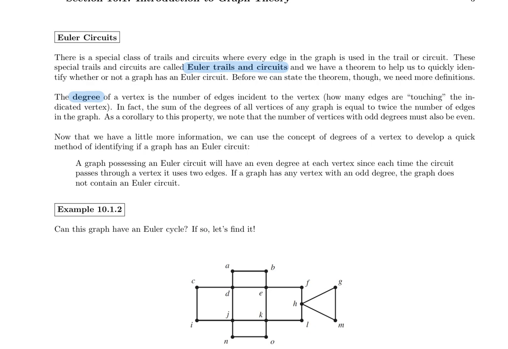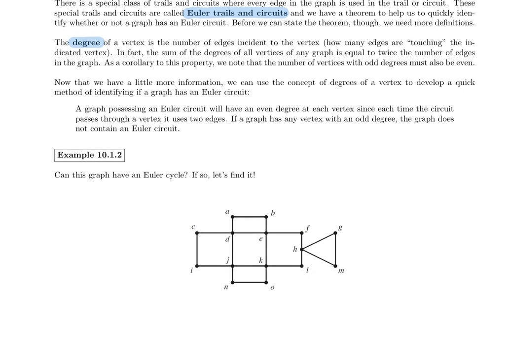So now that we have a little more information, we can use this concept of degrees of a vertex to develop a really quick method of identifying if a graph has an Euler circuit. A graph possessing an Euler circuit will have an even degree at each vertex, since each time the circuit passes through a vertex, it uses two edges. If a graph has any vertex with an odd degree, the graph does not contain an Euler circuit. So if you can find one vertex that has an odd degree, or an odd number of edges coming out of it, then it cannot have an Euler circuit.